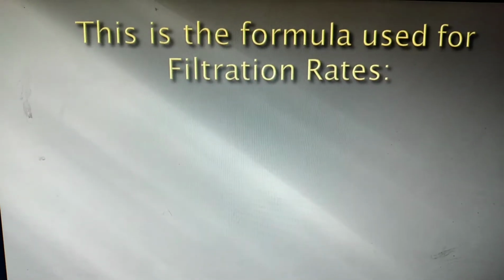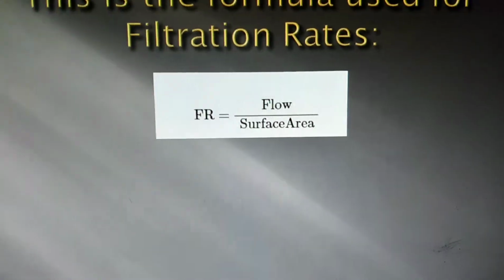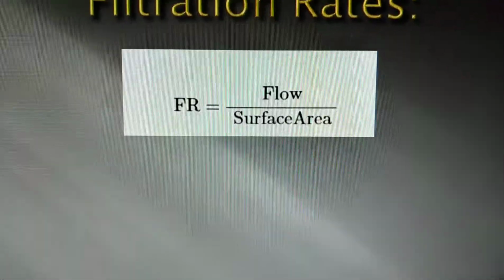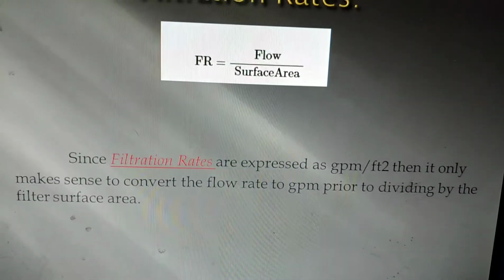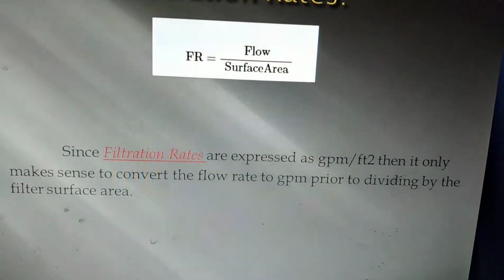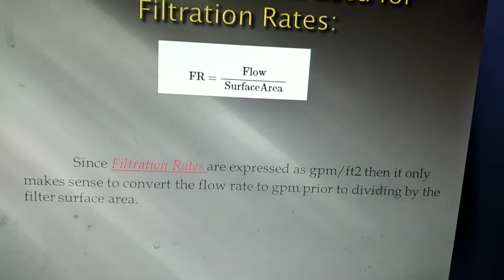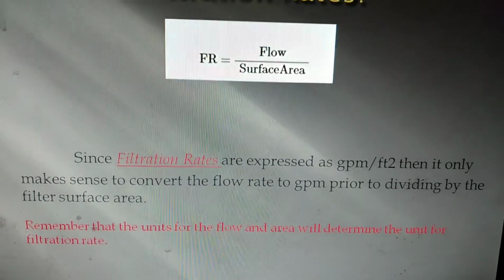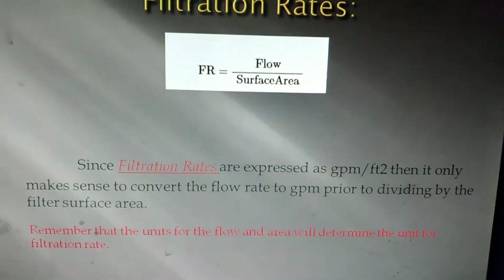This is the formula used for filtration rates. Filtration rate, or FR, is equal to flow divided by the surface area. Since filtration rates are expressed as GPM per square foot, then it only makes sense to convert the flow rate to GPM prior to dividing by the filter surface area. So remember that the units for the flow and area will determine the unit for filtration rate.